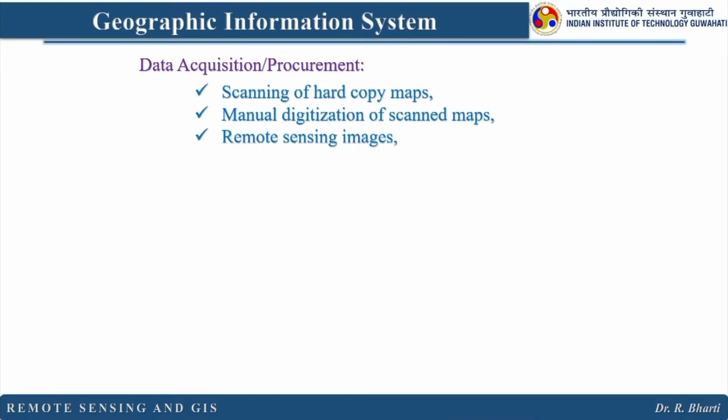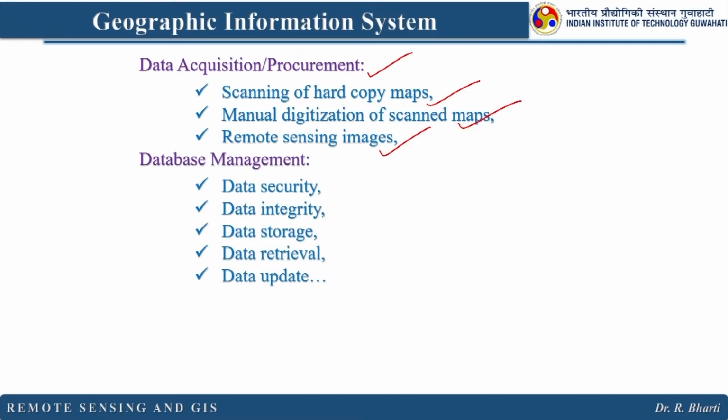Now we have geographic information system. So in geographic information system, what extra do we have? We have location, that is the additional value which has to be in this GIS domain, right? So let us see what are the different steps or different components of this GIS. So GIS acquisition or procurement, scanning of hard copy maps, manual digitization of scanned maps, remote sensing images, these are part of your input data.